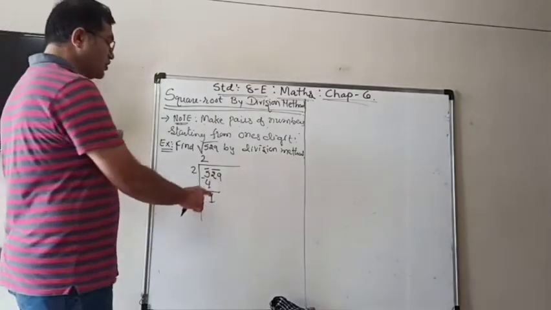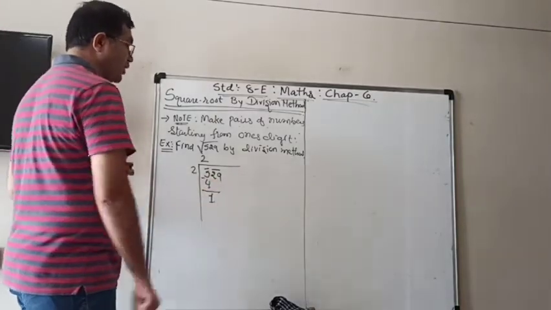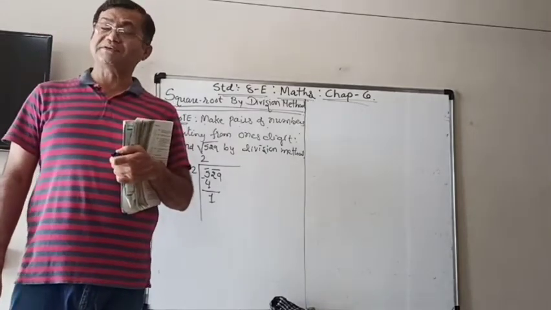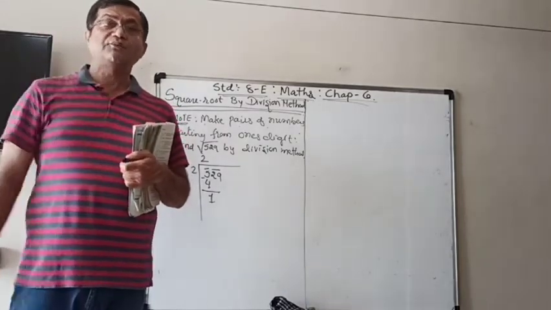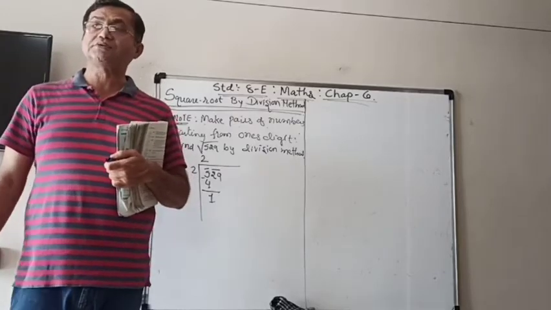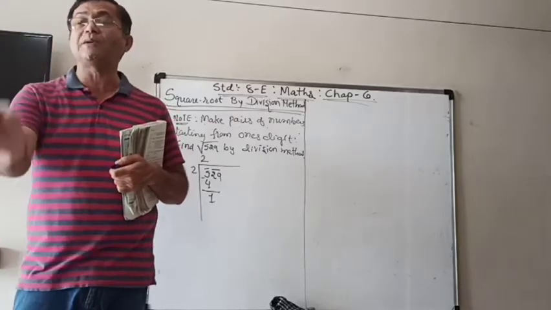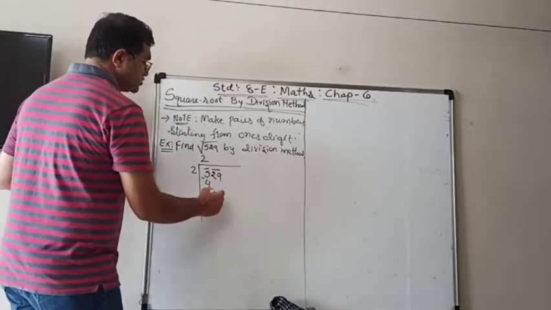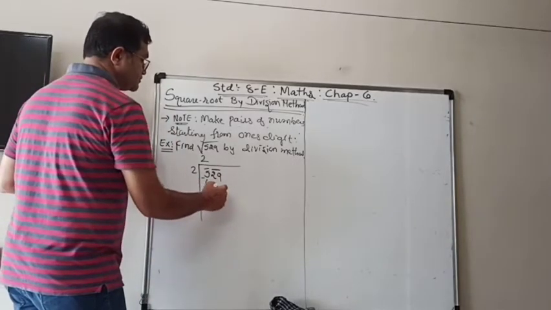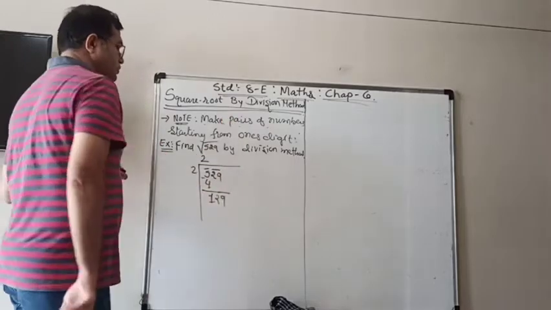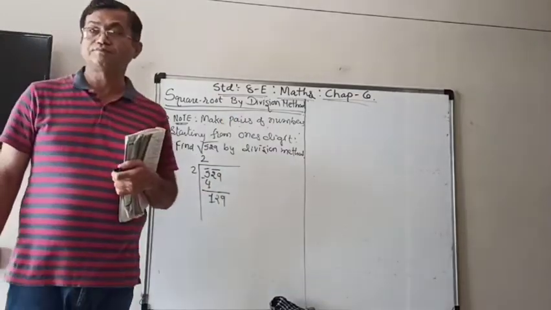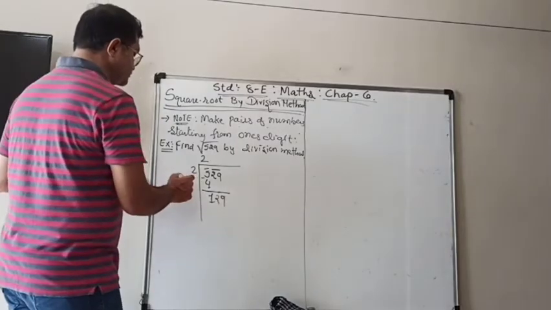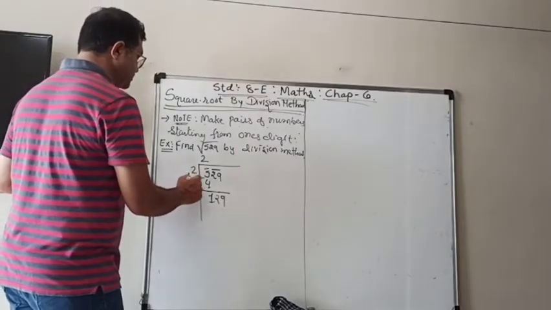In normal division, what do we do? We take only 2 down. But here, for the square root, we have to take the whole pair down. Meaning not only 2, but 29 together, we have to take it down. Now you have to double this number, or you can just add that number.